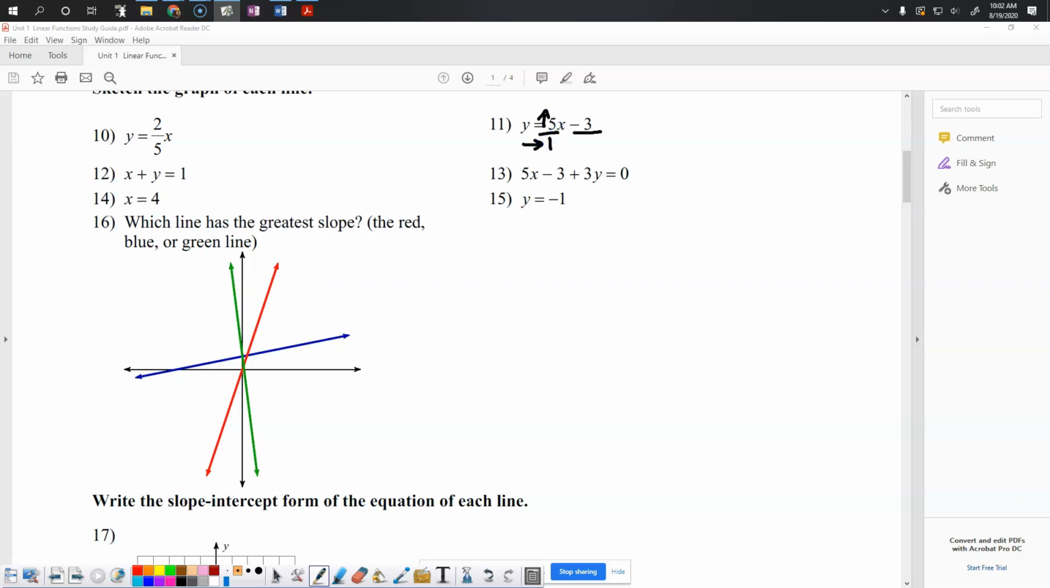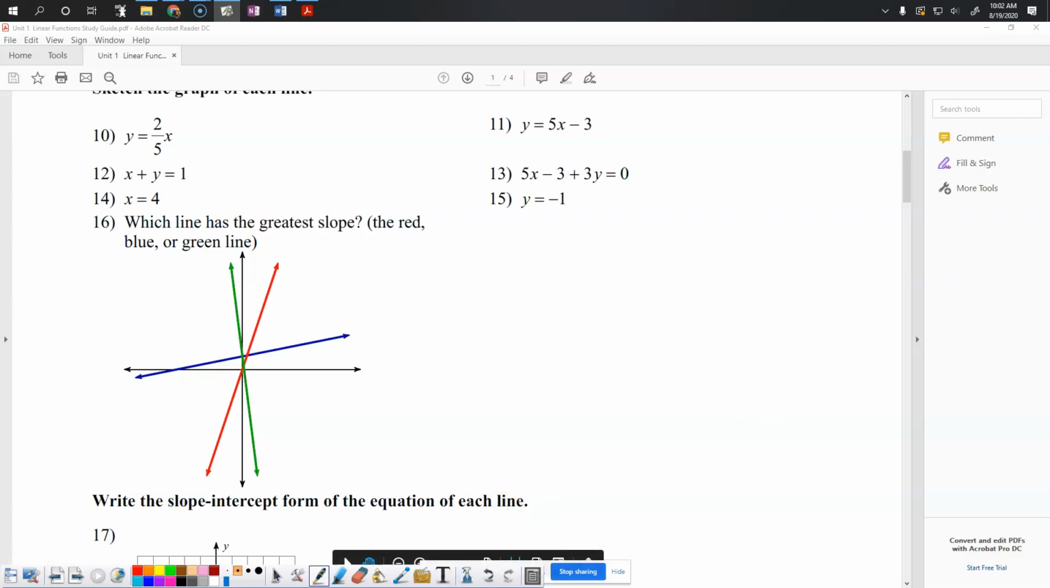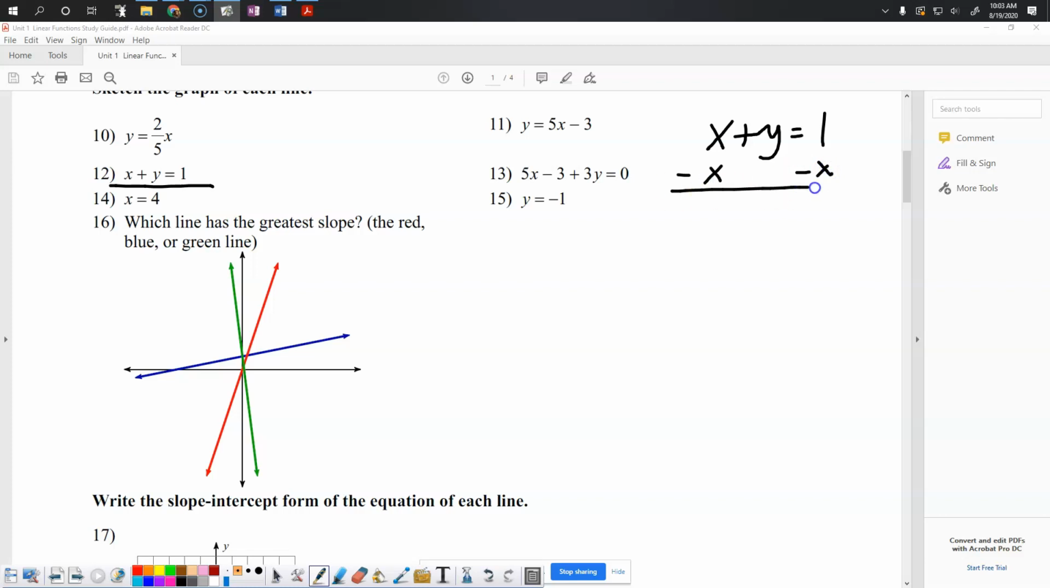So for number 11, we're going to start at negative 3, and I'm going to go up 5 over 1. Rise 5, run 1, connect the dots, and we're good to go. Number 12. This is not in y equals mx plus b form. So when you have an equation that's not in y equals mx plus b form, you need to get it in that form. And the way we do that is by moving the x to the other side like so.